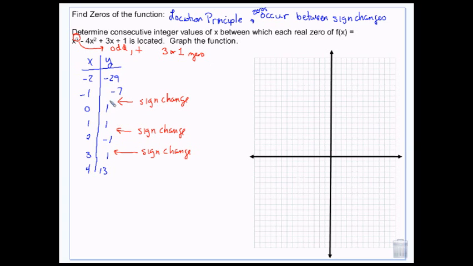So I'm going to cross the graph between negative 1 and 0, so I'm going to cross the graph right here. I'm going to cross between 1 and 2, so here, and I'm going to cross between 2 and 3, so here.